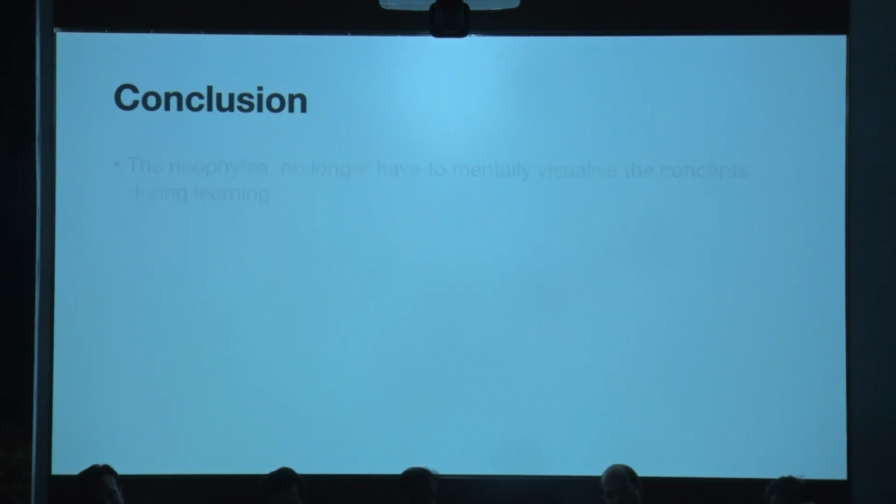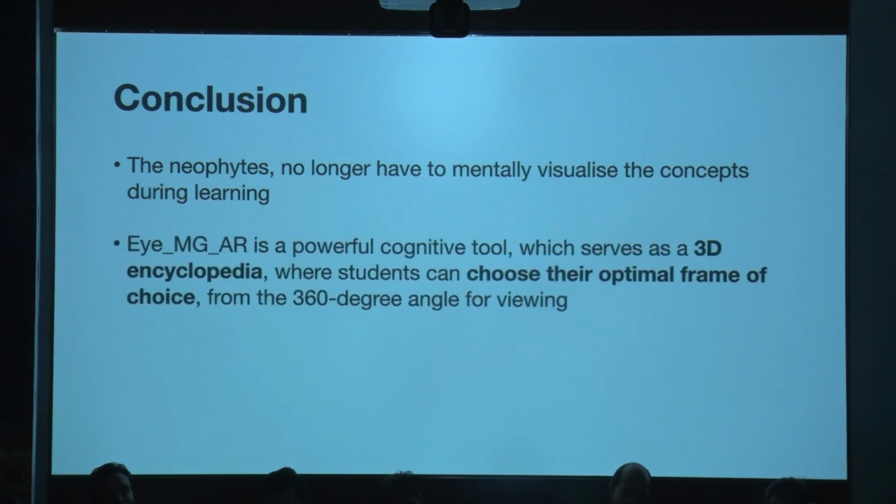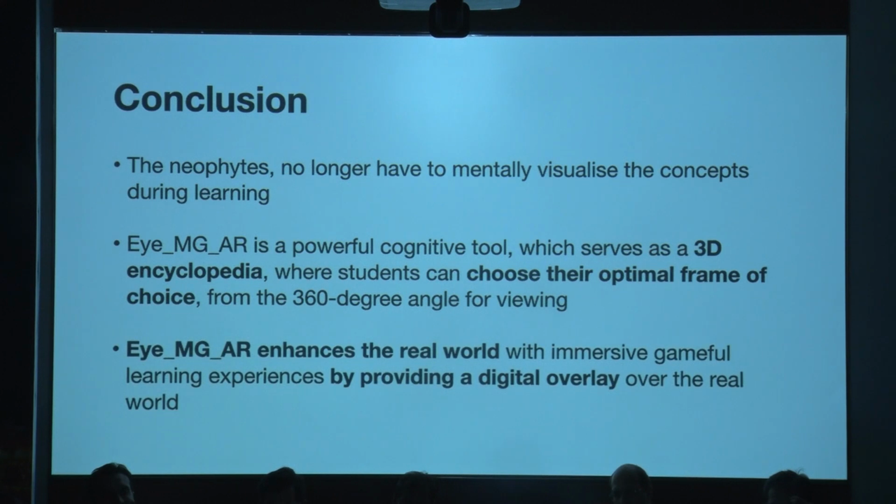To conclude, the neophytes no longer have to mentally visualize the ophthalmic concepts during learning. IMG AR is a powerful cognitive tool which serves as a 3D encyclopedia where students can choose their optimal frame of choice from the 360-degree angle for viewing. It also enhances the real world with immersive gameful learning experiences by providing a digital overlay over the real world. Thank you.